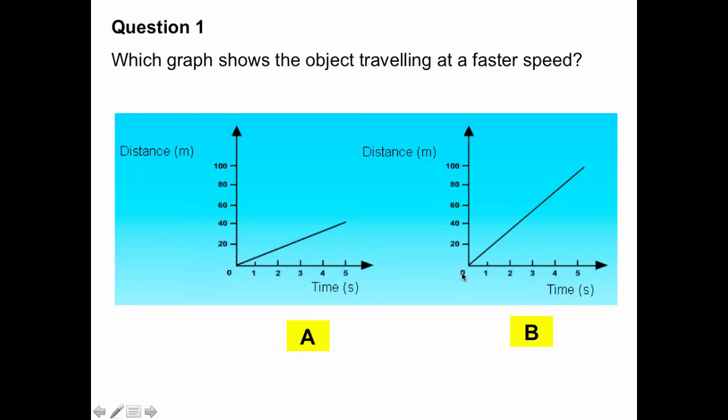Sorry. Notice that you can tell B is a faster graph because it is moving at a higher line. The higher, the more vertical a line is, the faster the speed. The lower and more horizontal a line is, the slower the speed.